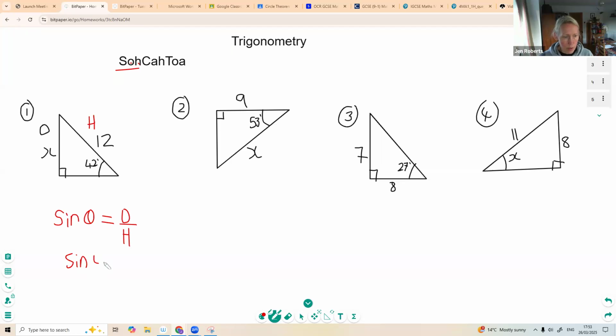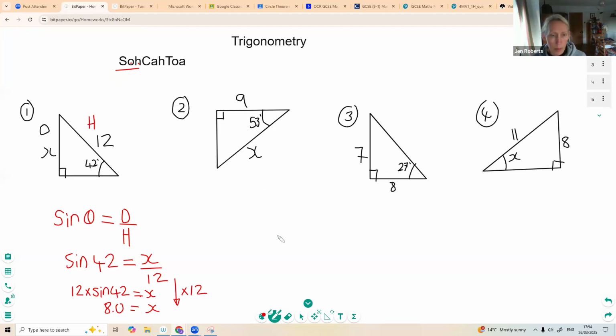42. X at the top, 12 at the bottom. How do I make X the subject? How do I get X by itself? The reverse of divide by 12 is times both sides by 12. Just type all of that into my calculator, and I'm going to round my answer to 1 decimal place. .8.